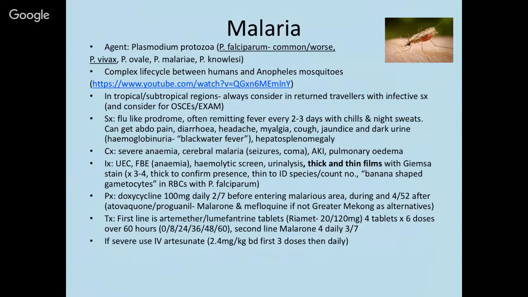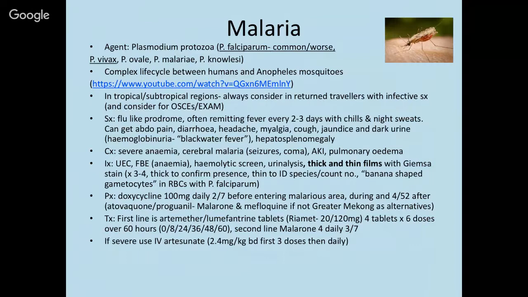To diagnose them, you do all those things, but you want thick and thin films to check. The thick film is where you just want to find malaria somewhere, and the thin film is where you want to characterize the type, look at it more closely, and count. You do that with a Giemsa stain. The thing to look for in falciparum malaria is banana-shaped gametocytes, which is often on the exam, and is one of the stages of the sexual stage of the life cycle.